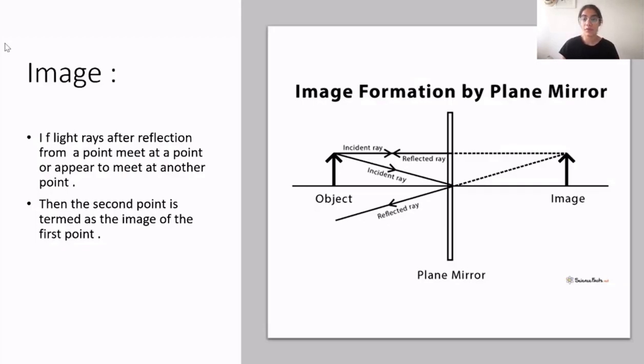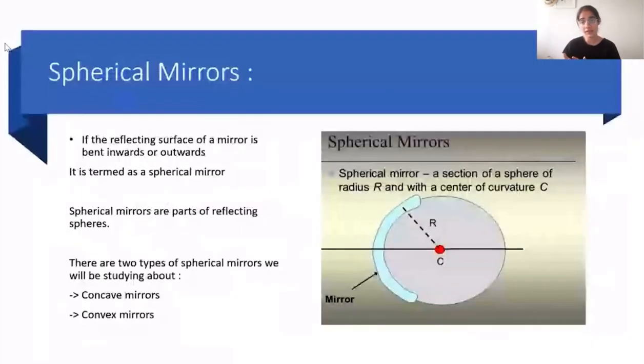So images formed by a plane mirror are virtual images. What is a virtual image? What is a real image? How will we differentiate between them? We will be studying all this in later sessions. Right now our concern is to cover the basic definitions of plane mirrors and spherical mirrors.